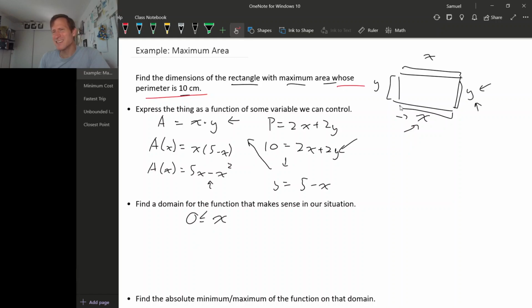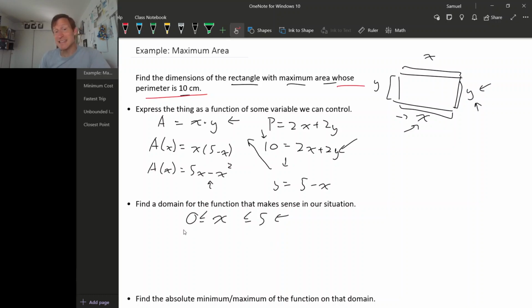But if x gets bigger than 5, then there's no perimeter left for a height, right? Because if x is 5, then you have 5 across the bottom, 5 across the top, and you've already used up all 10 of your perimeter that we're allowed to have, and so there'd be nothing left for y, and so x has to be less than or equal to 5. So here's the domain that makes sense.